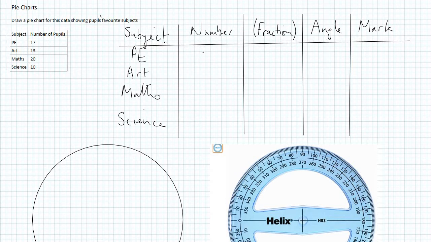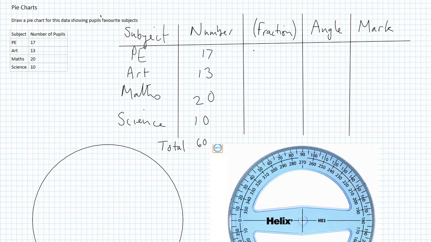So for PE, 17 people, for art 13, maths 20, science 10. And I want to find the total. So 17 add 13, well 17 add 3 is 20, add on 10 more, that's 30, add on 20, that's 50, and science, that's 60. So a total of 60 pupils have been asked.